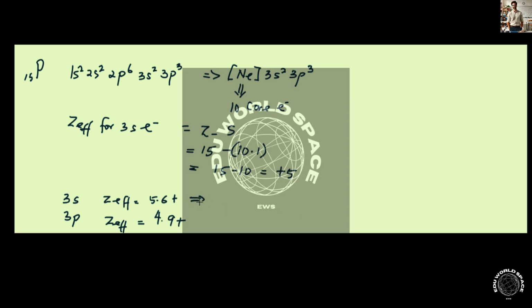So this 3s orbital is more penetrating than 3p. And because of that, it gets less shielded than the 3p. And that will lead to the increase in the effective nuclear charge for the 3s.